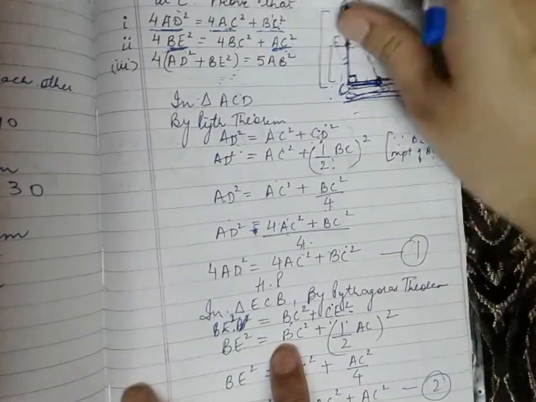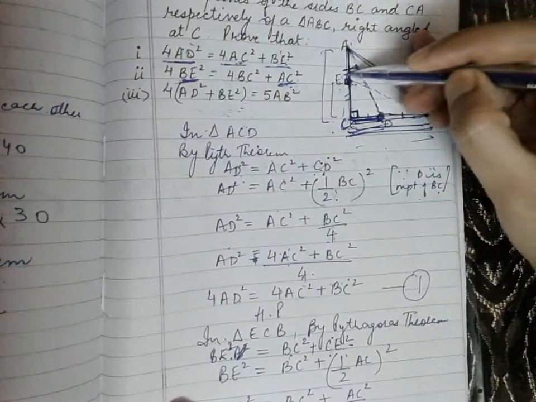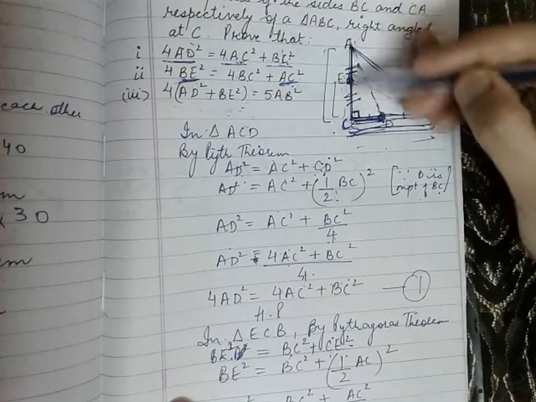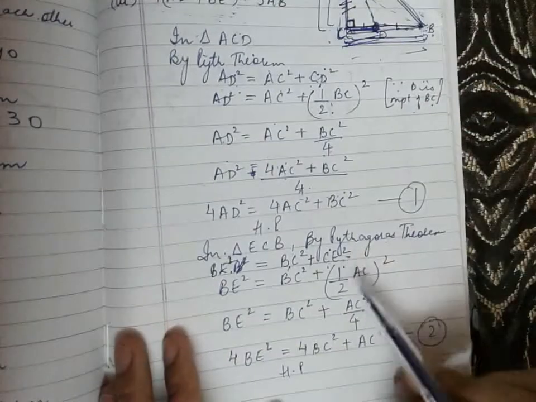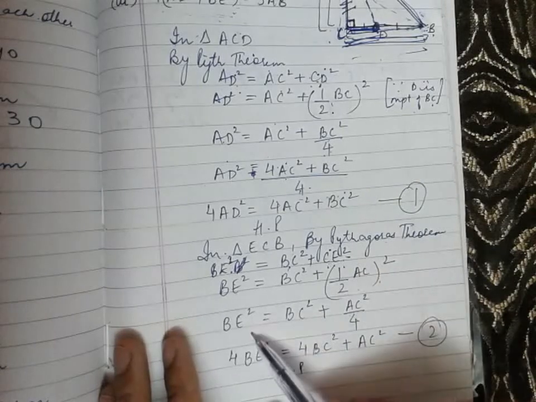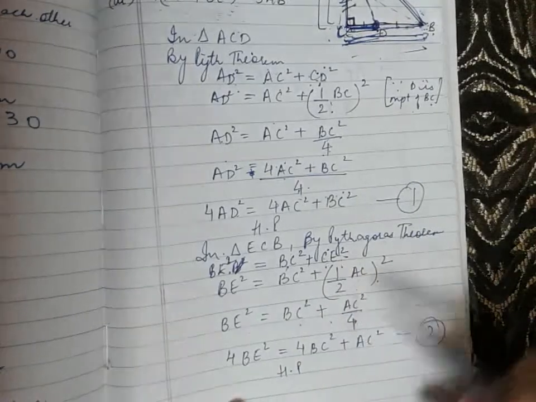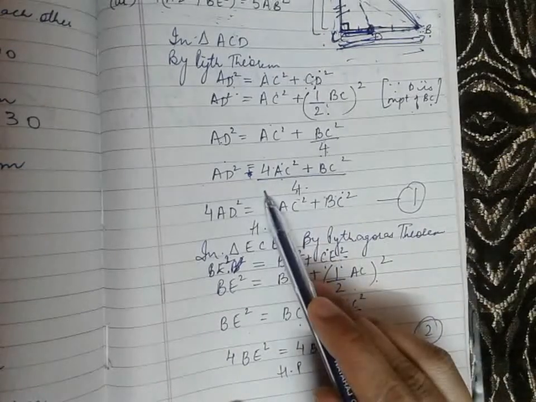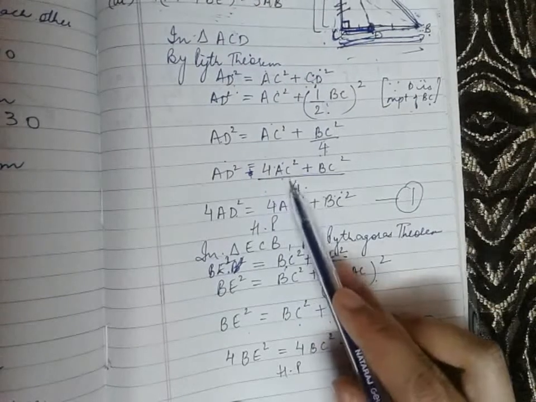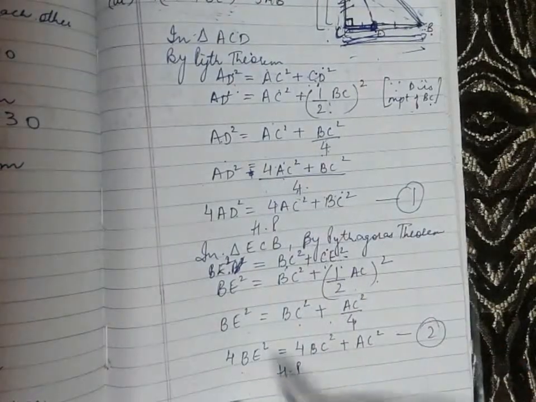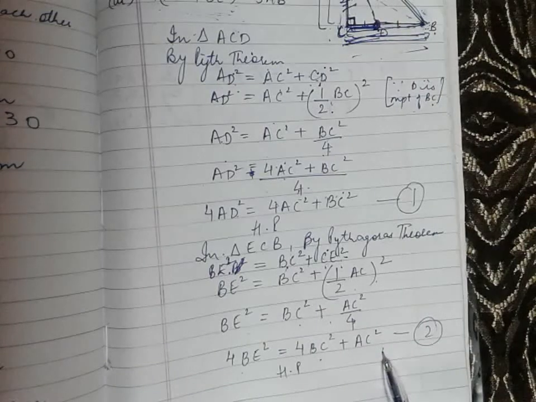Again, same type of relation that was formed in first part. This E is midpoint, so these two sides will be equal and each will be equal to half of AC. So I can write CE as half of AC. BE square is equal to BC square plus AC square upon 4. Again, in the same way, taking LCM, I will get 4BE square is equal to 4BC square plus AC square. Hence proved.